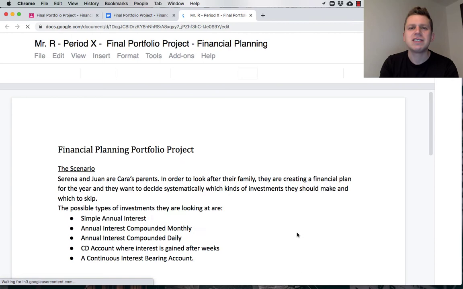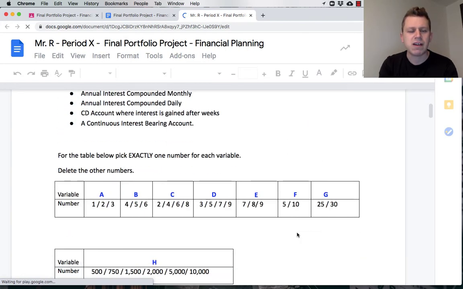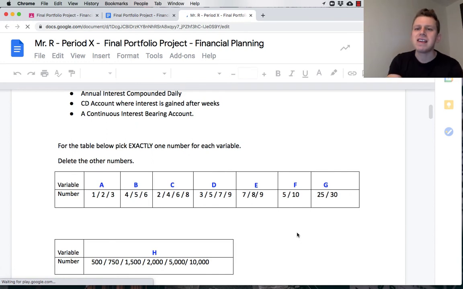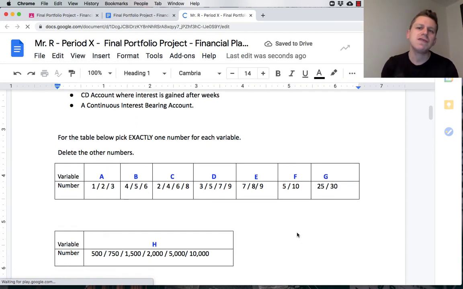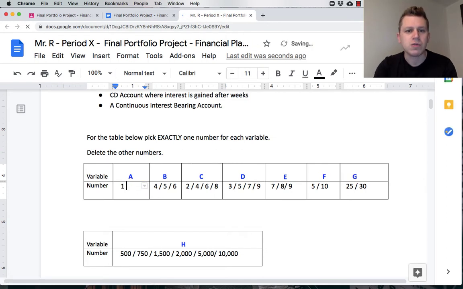Once this loads up, first thing you're going to do is assign some values to variables. So I have all these variables here, A, B, C, D, E, F, G, H. For each of these variables, you want to assign a value and you pick from the list. So for A, you can pick the number 1, 2, or 3. For me, I'll pick 1. So I can just delete the rest of these. And my variable for A is 1.